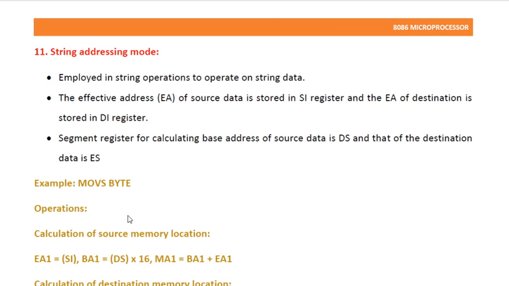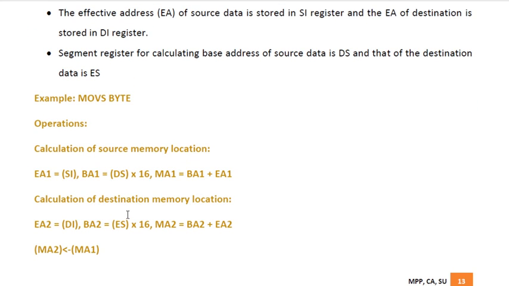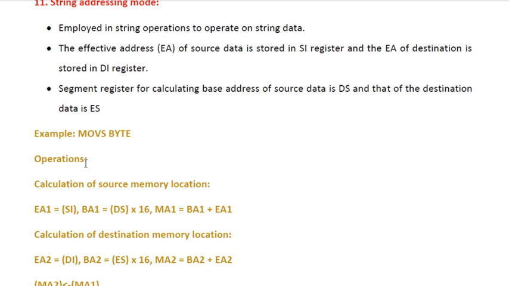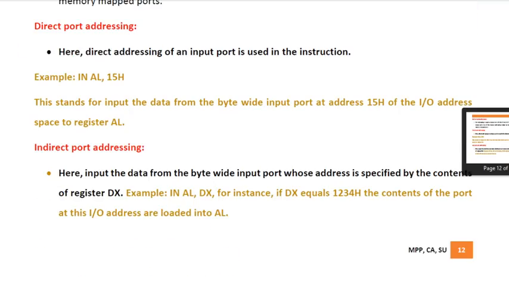In case of string operations, the destination index will be used in reference to the extra segment. The segment register for calculating the base address of the source data is DS, the data segment register, and that of the destination is the extra segment. Here, MOVSB is a very simple, self-intuitive example. We calculate the effective address of the source and the destination, and then move a byte from the source to the destination. This is how string addressing mode is used. These are the basic 11 addressing modes that we have in 8086.